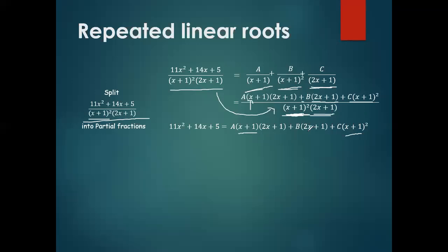Then again, A has 2x plus 1 here. B also has 2x plus 1. So if we let x be negative half, 2 times negative half will be minus 1, plus 1, so that can be 0, and this can also be 0 for us to find C. So selecting x equals minus 1 and x equals negative half are good options to help us to find B and C. Okay, good. So let's give it a try.